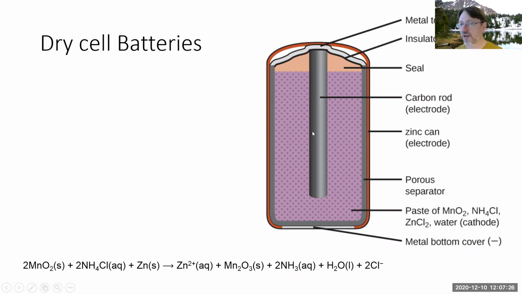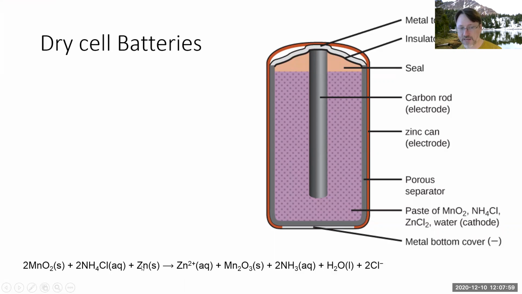We have a carbon rod electrode that is sitting inside a paste made up of some of the reactants that we're talking about: manganese oxide, ammonium chloride, zinc chloride, and water. We have a porous separator, which is acting as the salt bridge that we are using. And then we have a zinc coating on the inside of the can that is holding the battery together, and that is acting as the negative electrode.